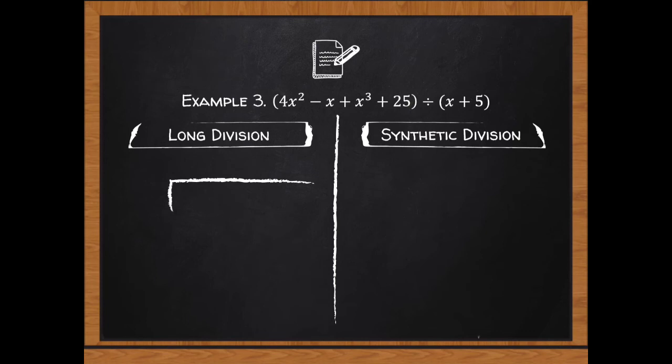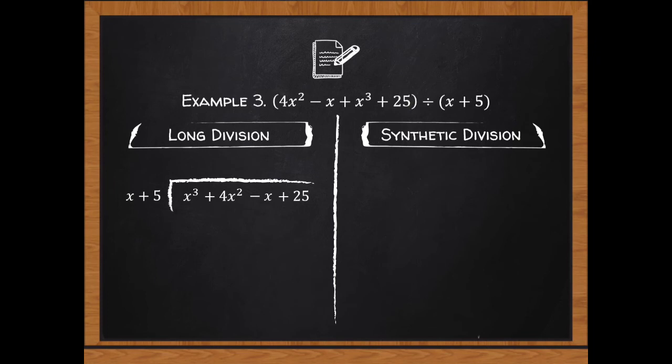To make this in standard form, i-arrange lang po natin ang terms wherein in decreasing order po ang powers ng ating variable x. So, mauuna po si x cubed. And then, susunod si positive 4x squared. And then, after positive 4x squared is negative x. And then, nahuhuli ang ating constant term which is 25. And then, x plus 5 is in its standard form already. So, copy lang natin yung ating divisor.